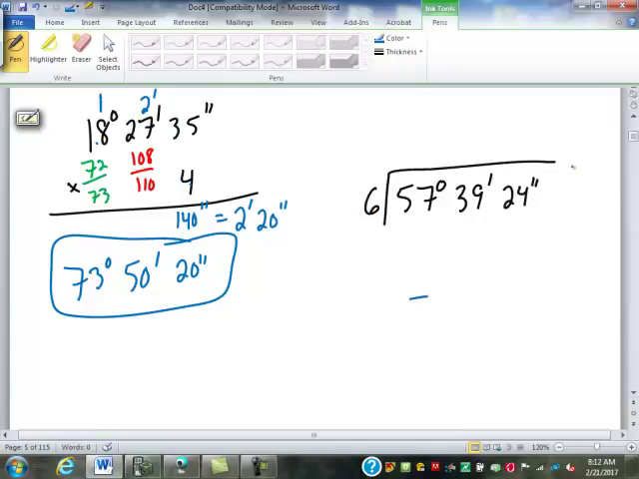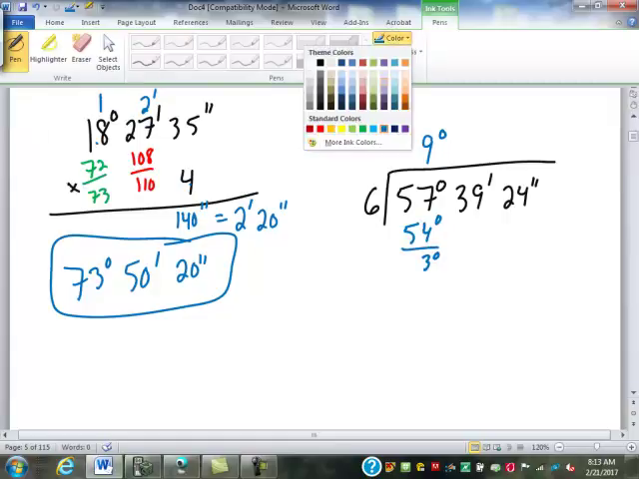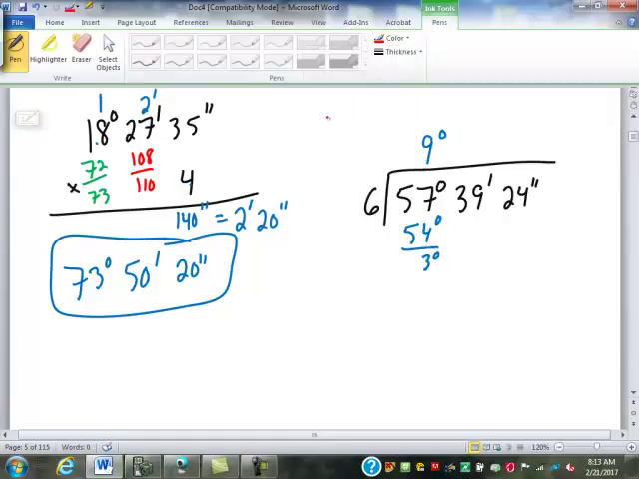Just like dividing our other measurements, we go left to right. It's the one operation that goes left to right. 6 goes into 57 how many times? 9? There we go. 9 times 6 is 54. That leaves us with 3 degrees. Now, just like we did with feet and inches, before I bring down the 39, I have to take this 3 degrees and convert it into how many minutes? 3 times 60 is 180. Now I can bring down the 39, that's 219 minutes.